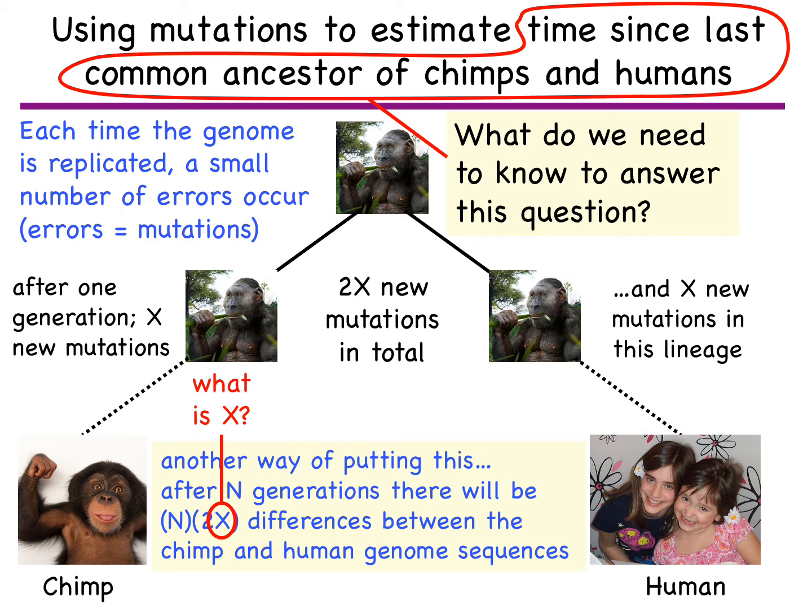One thing is we need to figure out what x is, and again, x is the number of new mutations that are passed on by the parents to their offspring at each generation. And the other thing we need to find out is, how many differences there are now between humans and chimps, because the number of differences between the two of us, those are all the mutations that we've acquired since the time we split off from our last common ancestor.